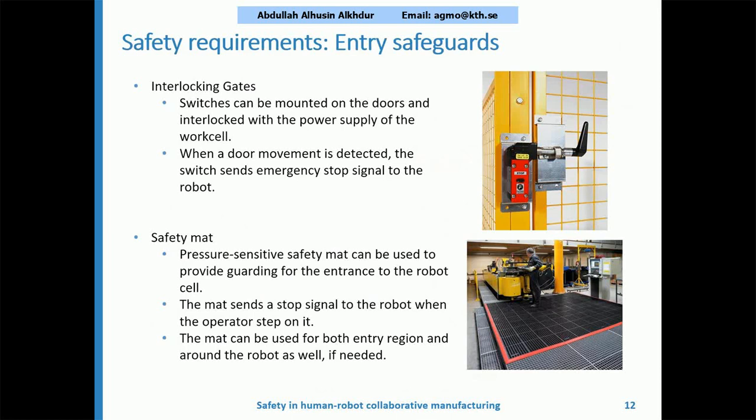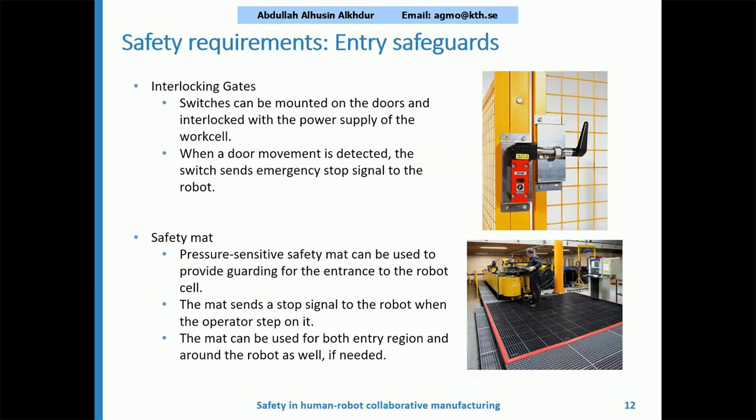The first one is the case of interlocking gates. This can be seen in the production line, where switches can be mounted on the doors and interlocked with a power supply from the work cell. When door movement is detected, which in this case means someone opened the door, the switch sends an emergency stop signal to the robot, and the whole work cell will shut down.